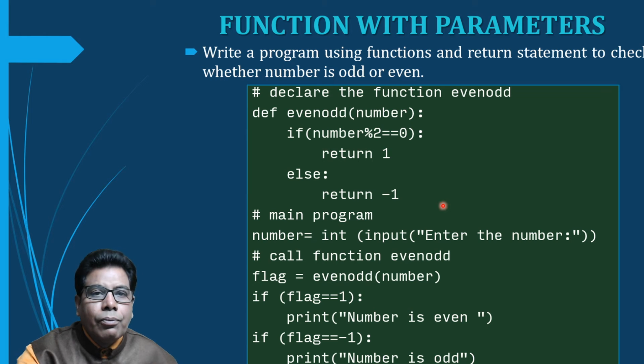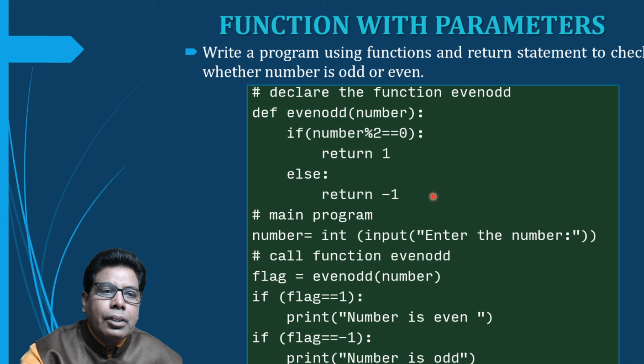Then function with parameter. Here, write a program using functions and a return statement to check whether a number is odd or even. So when we want to check whether the number is odd or even, we'll write a function even_odd. First we'll declare and define the function: def even_odd, that is the name of the function, and here we are passing number to this function, and then there is a colon.